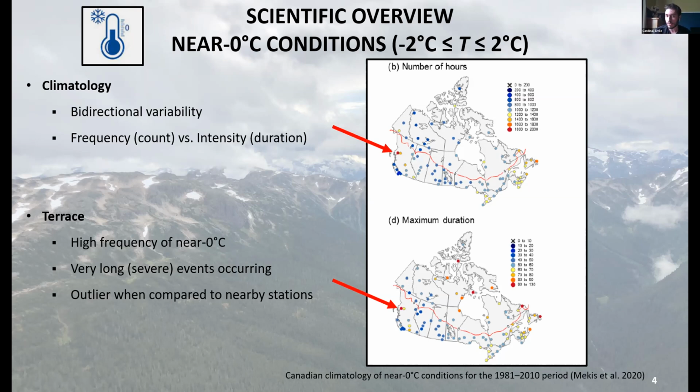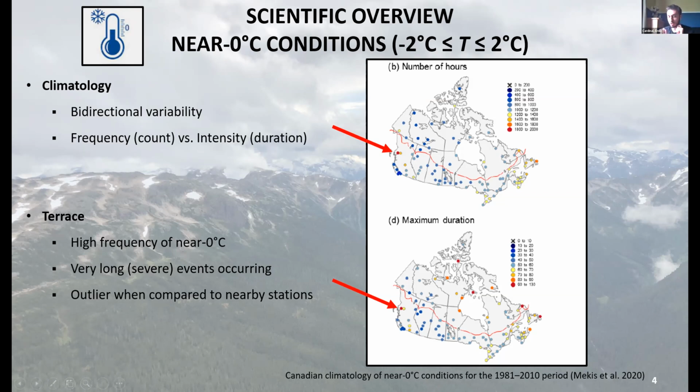And the numbers that we see at Terrace are very big numbers for these conditions. So we have the frequency or the count or the number of hours of near zero conditions throughout the year, which is panel B here. And Terrace has about 1,800 hours of near zero conditions throughout the year, which is about half of all the wintertime hours, which is very, very impressive. It's a very big number and it's an outlier for all Canada.